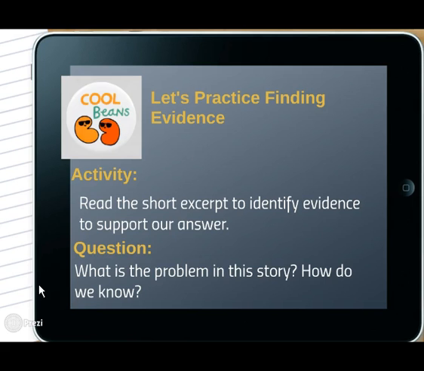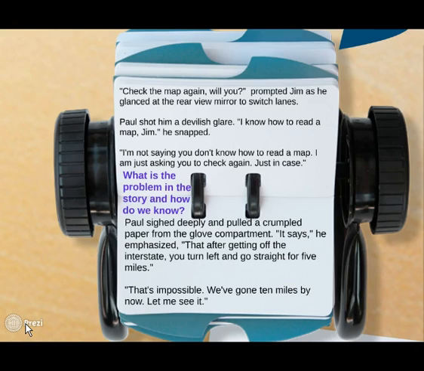Before we start citing evidence, we have to first read and have an answer to a question to pick out evidence to support our answer. So we're going to read a short excerpt and identify evidence to support our answer. Our purpose for reading, or our question, is what is the problem in this story and how do we know? So as Miss M's reading to you, I want you to think about what's the problem in the story and what made you think about that. Remember, our purpose for reading is what is the problem in the story and how do we know? So follow along as I read to you.